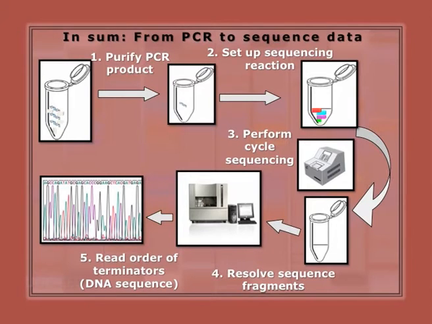The steps are: you have to purify the PCR product first, and second, set up the sequencing reaction and perform the cycle sequencing. Now, resolve the sequence fragments on a capillary electrophoresis and read the sequences in the order of the alignment or the addition of terminators.